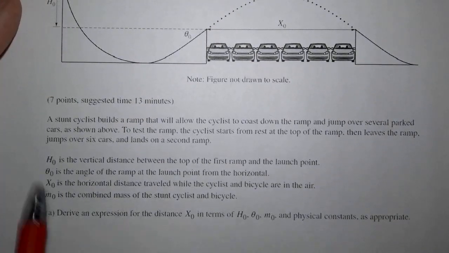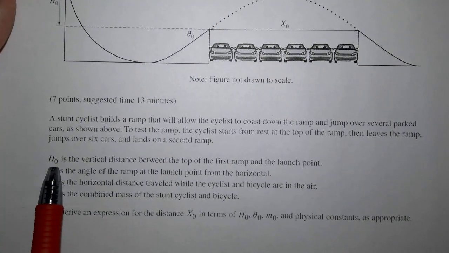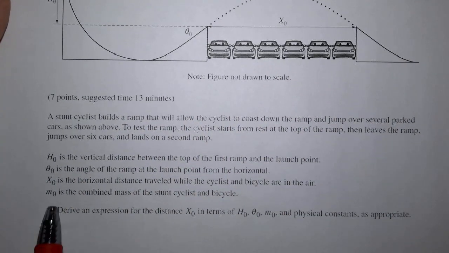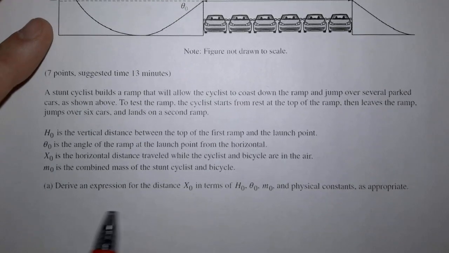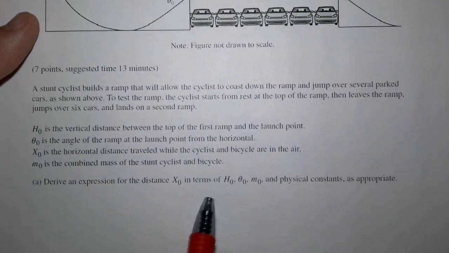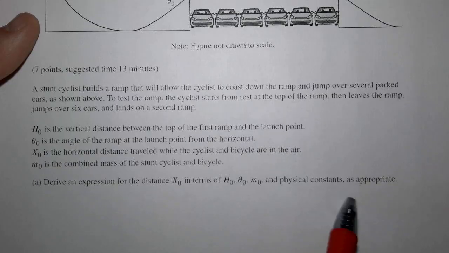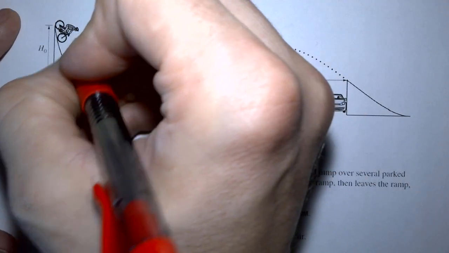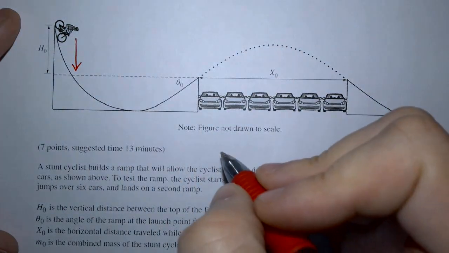So it's an energy question where we have the original height. We are allowed the angle right here. We're allowed the horizontal distance. We're allowed his mass if we need it. And it says derive an expression for the horizontal distance, x naught, in terms of all the other things and physical constants as appropriate. So one thing that's important is that we have gone down this amount, and then technically he got faster, but then we went back to here.